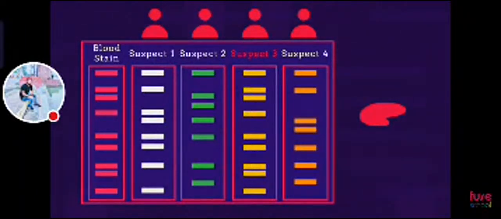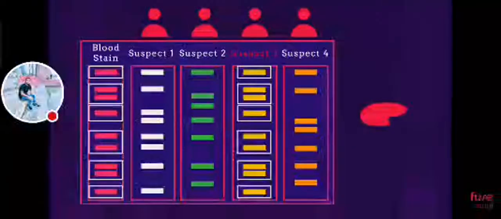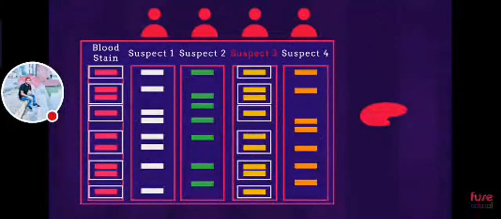Suspect 3 is guilty. Can you see how the pattern of bands matches in suspect 3 and the crime scene? Their DNA is the same.